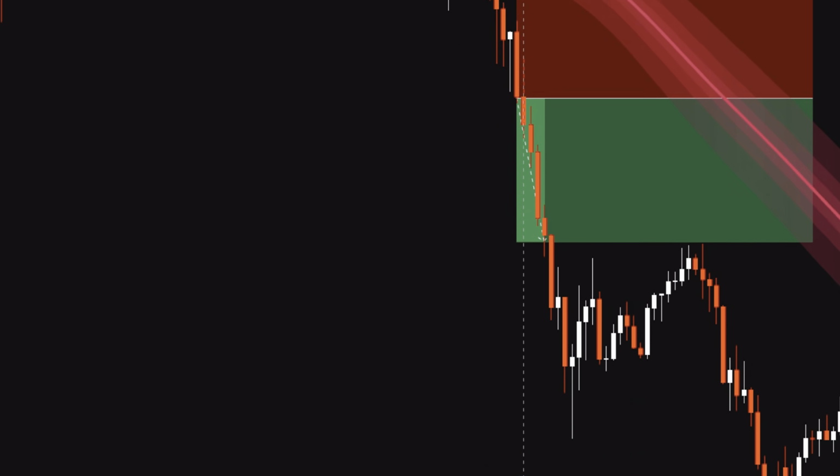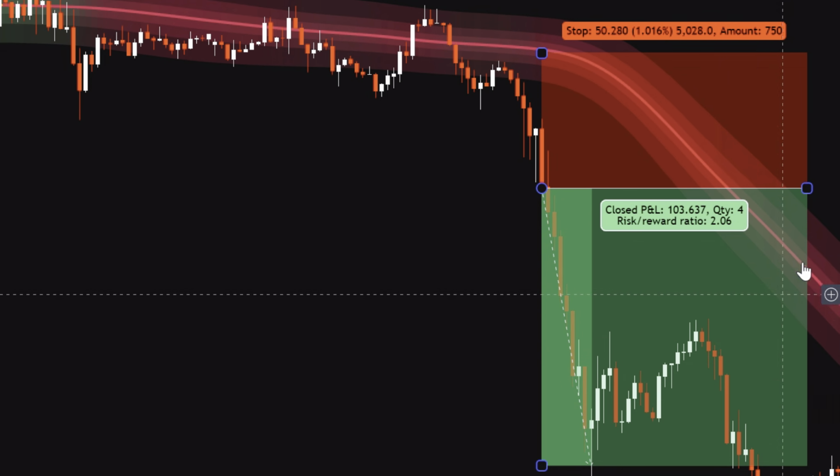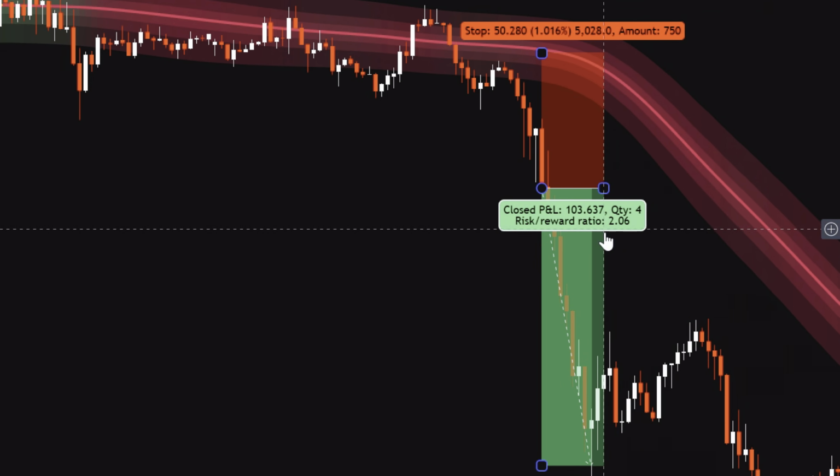For profit targets, aim for at least 1.5 times your risk. If conditions allow, target 2 times risk. You do not need huge winners. You need consistency. Now let's briefly cover the buy setup.